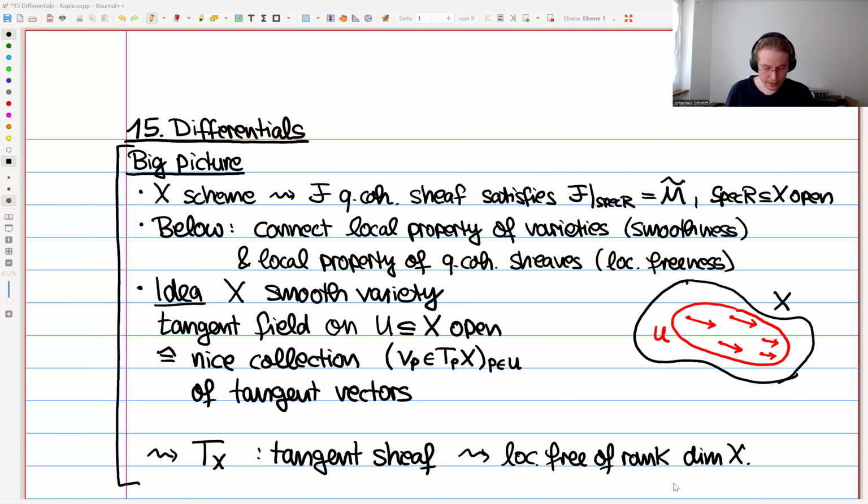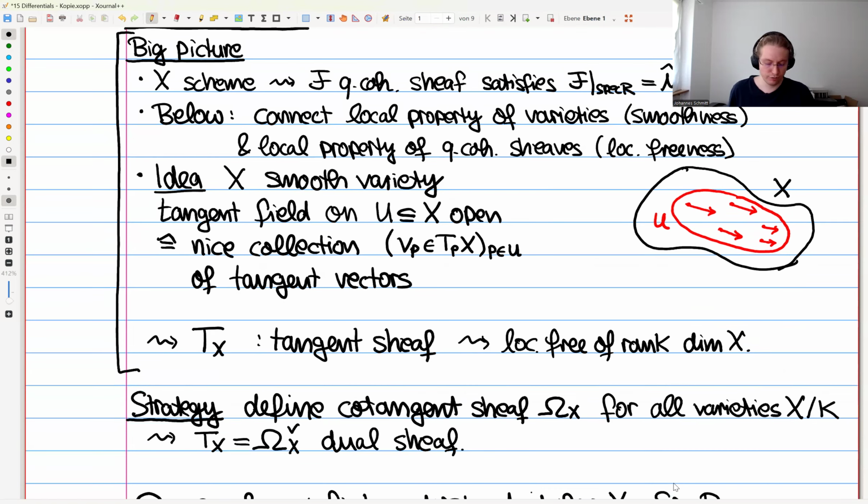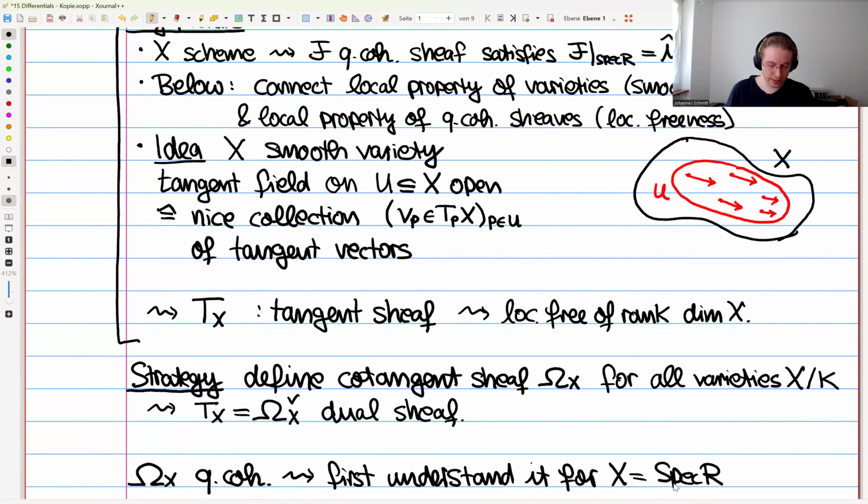But to make this precise, our strategy will actually be to first define not the tangent sheaf, but the cotangent sheaf, because this is closer to something which we already know, namely the functions on X. And then once we define the cotangent sheaf, which works for arbitrary varieties X over K, we can define T_X to be just the dual sheaf. So this is also some nice application of taking this dual, simply because the tangent space at any point is the dual of the cotangent space.